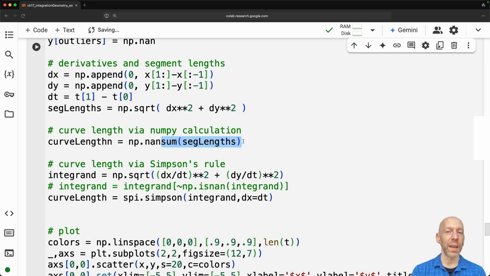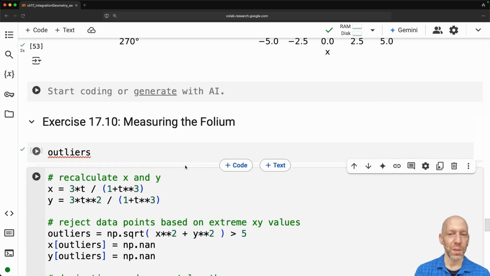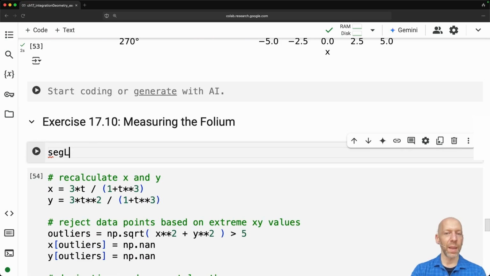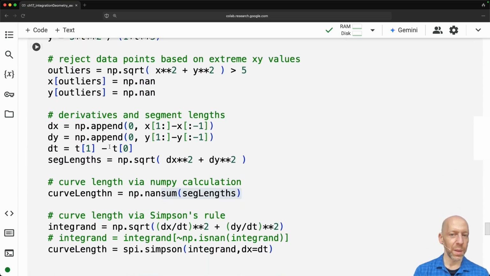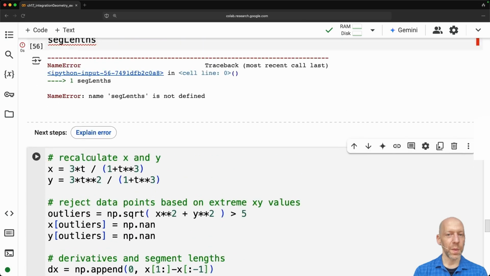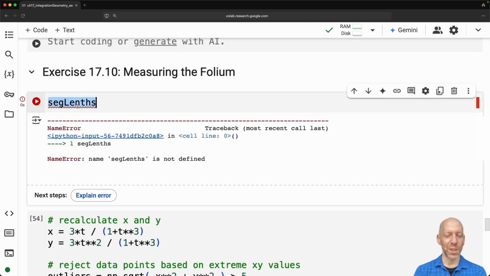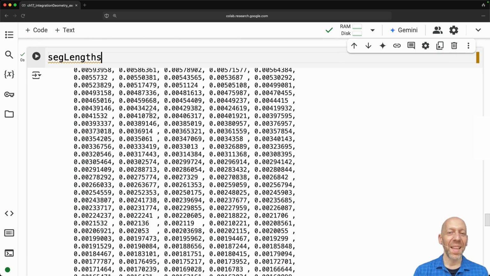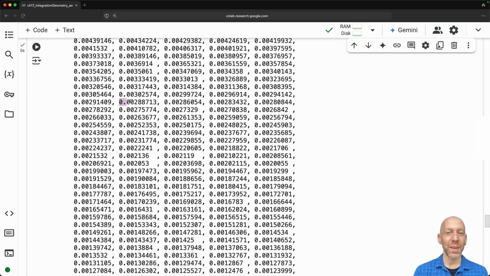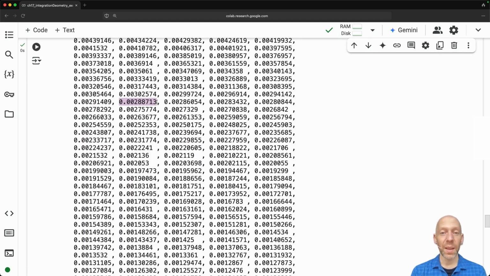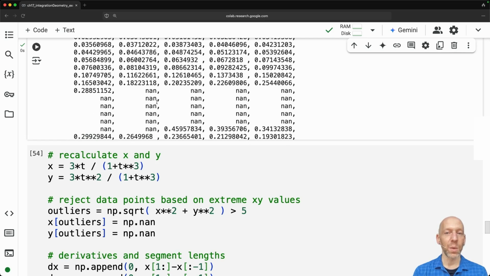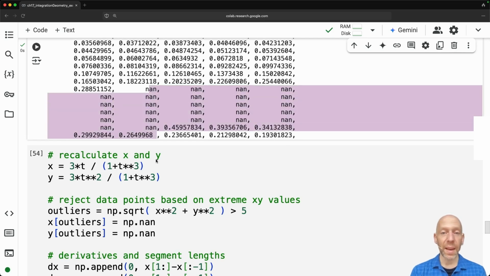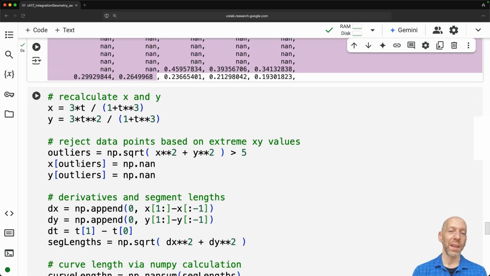Now, these segment lengths are going to contain, actually, I can show you this as well. So these segment lengths, the individual segment lengths, are going to contain, what do I call this? I'm missing the G there. Okay. These are the lengths of each of the little line segments, but they do contain some NaN values, which you see here. And why are these NaN? Well, these are NaN because x and y contain NaN values.